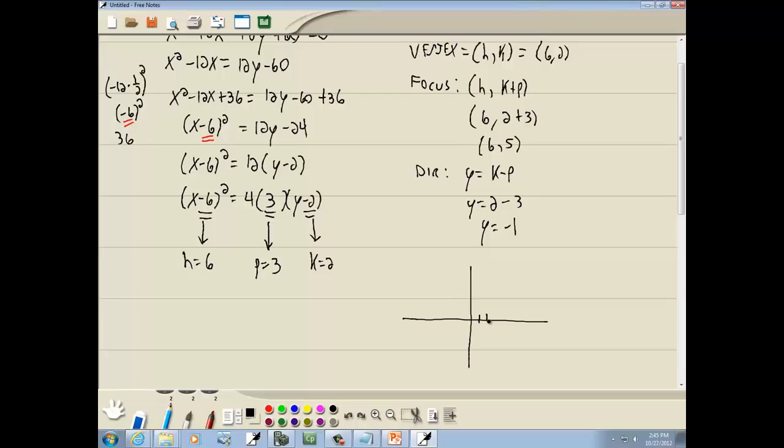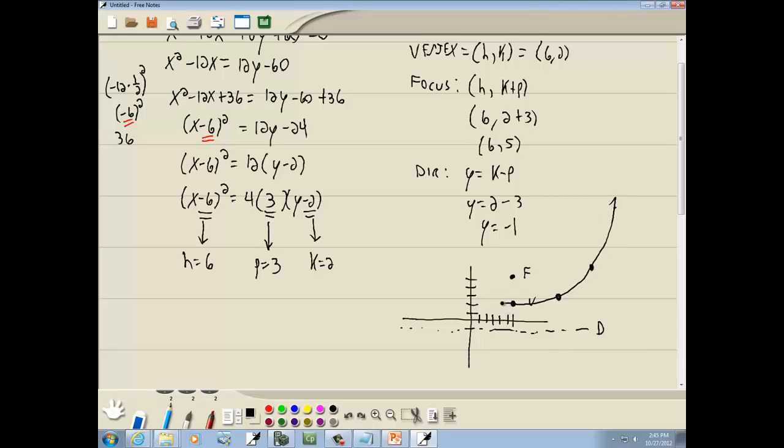6, 2. 1, 2, 3, 4, 5, 6. 6, 2 would be right there. Focus is 6, 5. 3, 4, 5. So 6, 5 would be right there. Looks like they're a distance of 3 apart? Okay, and then y is equal to negative 1. Yeah, that looks right. Okay, I'm going to pick a point over here. I'm eyeballing the distance between the focus and directrix. That looks good, more or less.